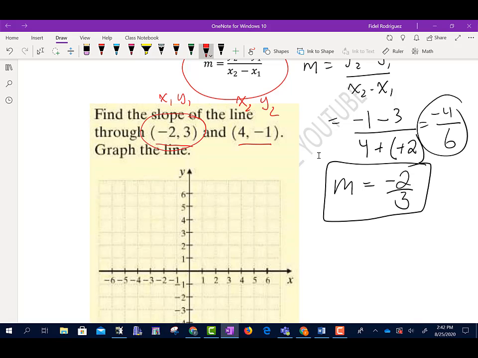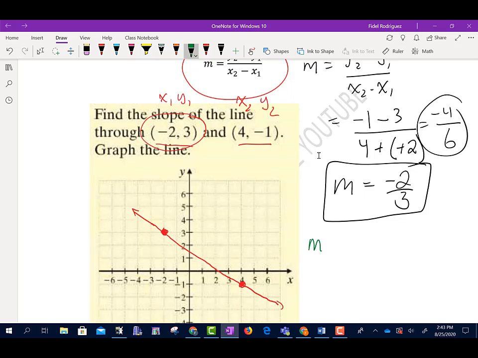So the point -2, 3 would mean go to the left 2, and then up 3. And the point 4, -1 would be go to the right 4, and then down 1, right? And I'm going to try to draw this as straight as I can. That looks pretty good, actually. Okay. So right there and right there.